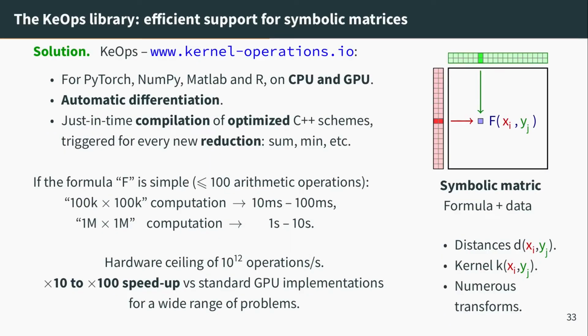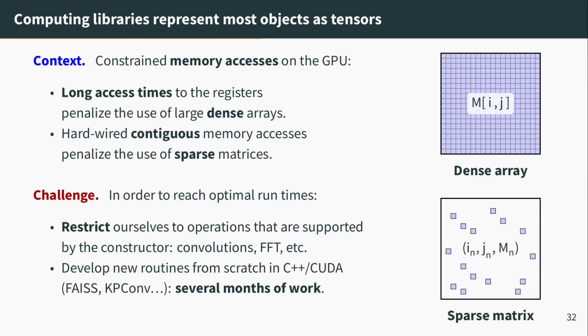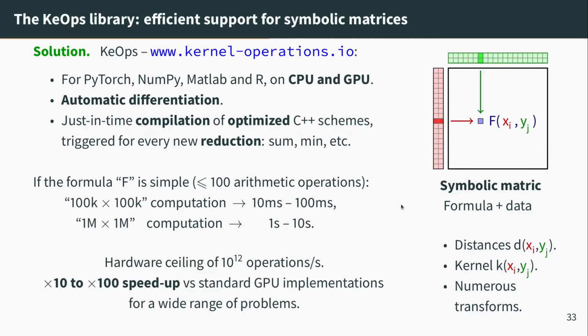So seeing the situation, with 2 colleagues, Benjamin Charlier from Montpellier and Joan Glaunès from the University of Paris, we decided to do this job of designing an optimal CUDA scheme for geometric operations once and for all for the community, and then package it for everyone. So we develop and still maintain a library, KeOps, for kernel operations, kernel-operations.io, which is with a website that provides efficient support for symbolic matrices.